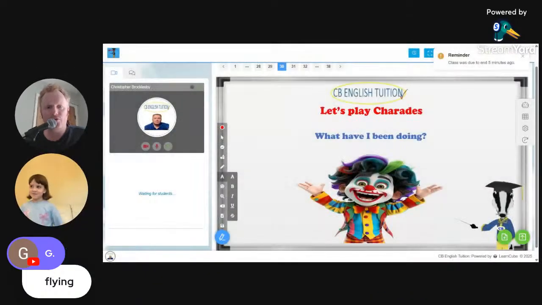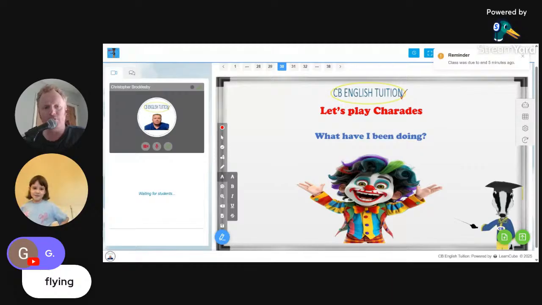Present perfect continuous. Jessica is laughing. Okay, have you been flying? Says G. Have you been flying? Yes, flying. Yes, good. Have you been flying in a plane or have you been flying like a bird? Are you going to play your piano now? Good. Okay, I think it is time to finish everything.